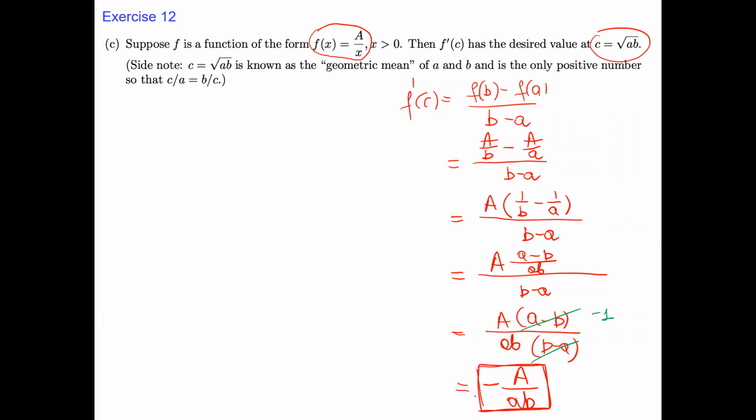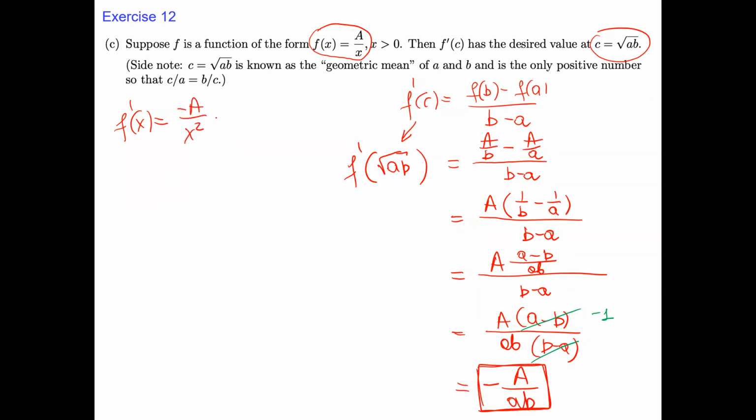We have to prove that the derivative at the point square root of ab matches this right hand side. What is the derivative? The derivative of the function f of x: it's the constant a, and the derivative of 1 over x is -1 over x squared. So we will have, let me write nicely, negative a over x squared.